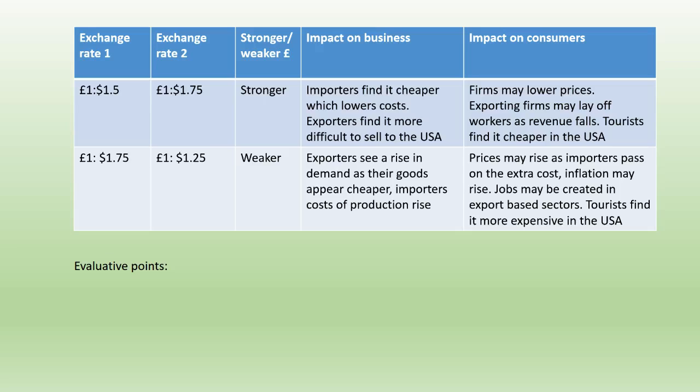So some numerical examples there with impact on business and impact on consumers. So when the pound becomes stronger, as an importing business, if you buy goods or raw materials from abroad, you'll find it cheaper. That means it lowers your cost of production. You might then be able to lower your prices for consumers. Not necessarily a bad thing. Exporters, however, find it more difficult to sell abroad because their goods appear more expensive to foreign buyers. Consumers, well, if firms do lower their prices because of cheaper imports, they benefit from that.